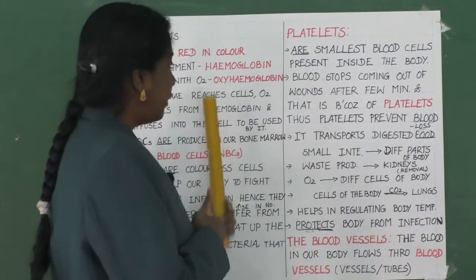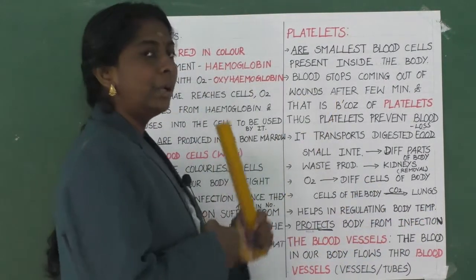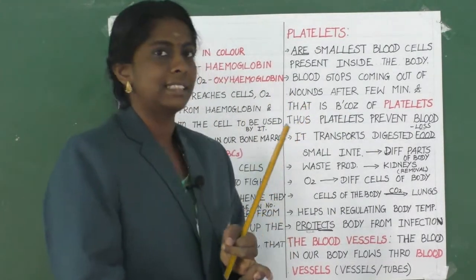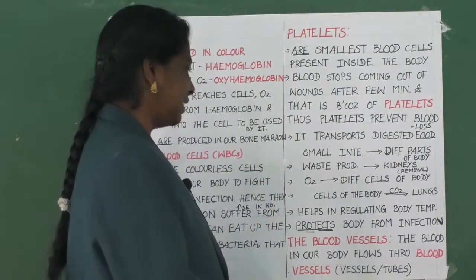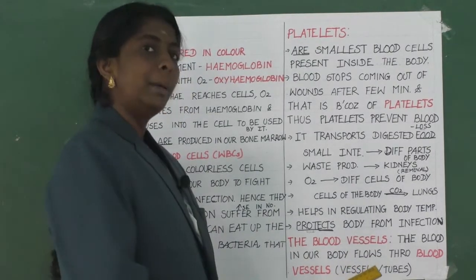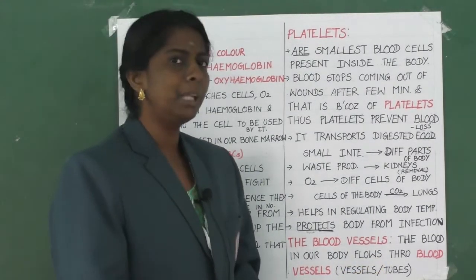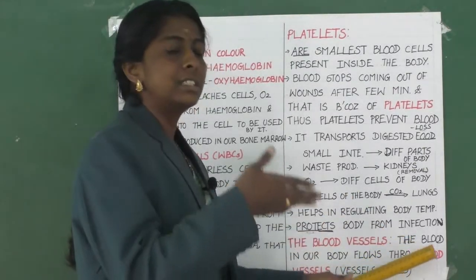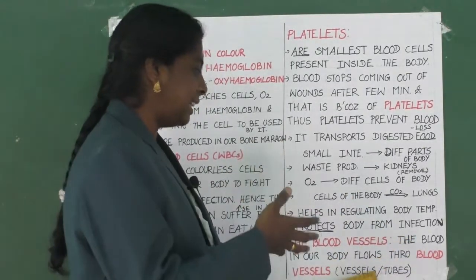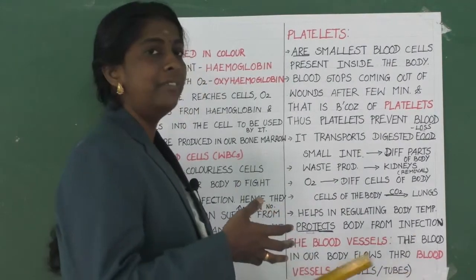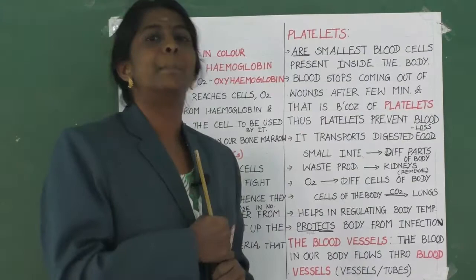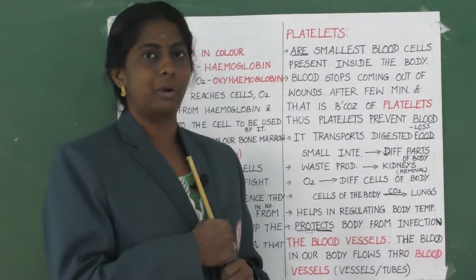Clear? So, there are different types of cell. You learned about RBC, WBC and platelets. Clear, children? Now, the next thing is about blood vessels. What do you mean by this? The tubes through which the blood in our body flows are said to be blood vessels. So, let us learn about that.